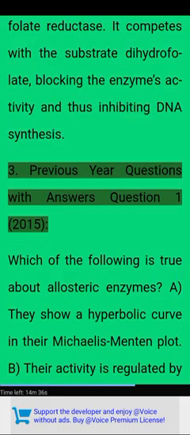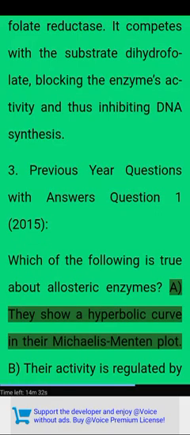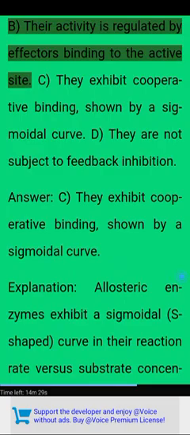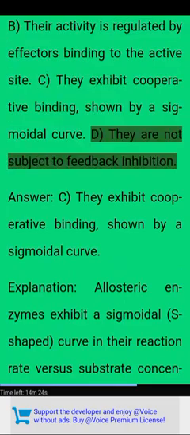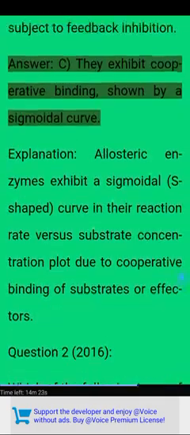3. Previous year questions with answers. Question 1, 2015. Which of the following is true about allosteric enzymes? A. They show a hyperbolic curve in their Michaelis-Menten plot. B. Their activity is regulated by effectors binding to the active site. C. They exhibit cooperative binding, shown by a sigmoidal curve. D. They are not subject to feedback inhibition. Answer: C. They exhibit cooperative binding, shown by a sigmoidal curve.